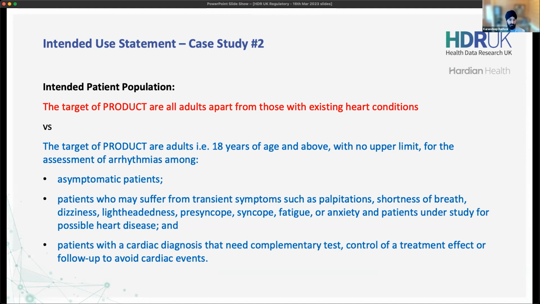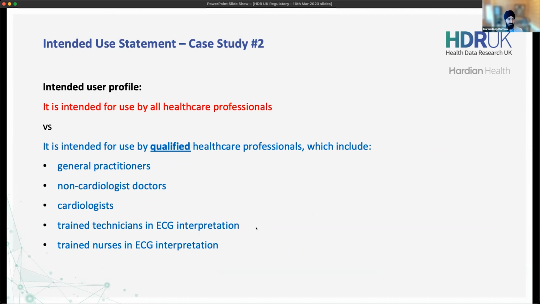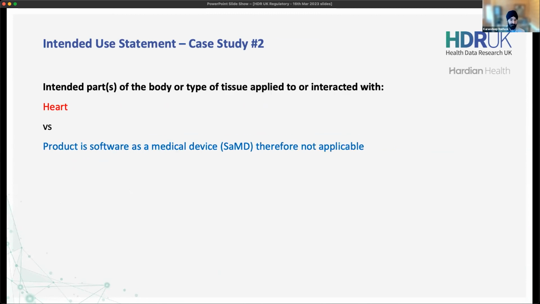Next one, please, Mike. So I think we skipped one. There we are. So intended parts of the body or types of tissue applied to or interacted with: hearts.